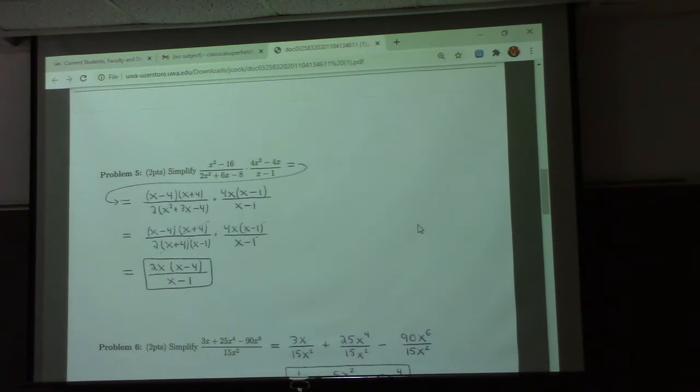So this one, so again, we just want to factor. So x squared minus 16 is x plus 4 times x minus 4, or vice versa. I can factor a 2 out of the denominator there. I can factor a 4 and an x out of this one.